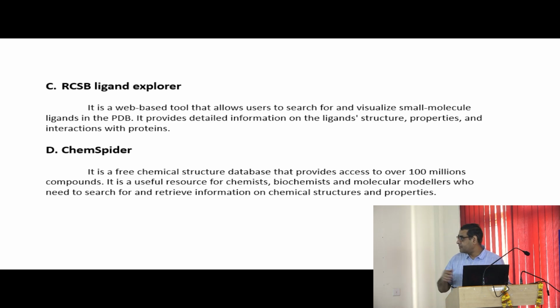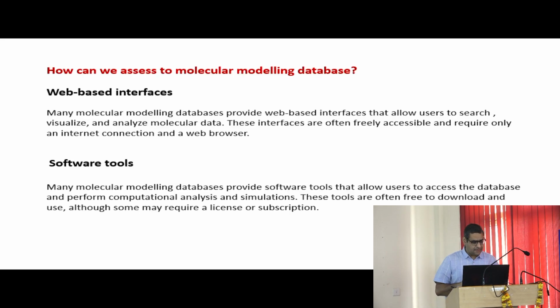So this ChemSpider is also one of them, and based on that, the information to be collected, and also you can screen the priority list based on your requirement. So this is there. Then how can we access molecular modeling database software? So this is a very simple question, not a complex question.